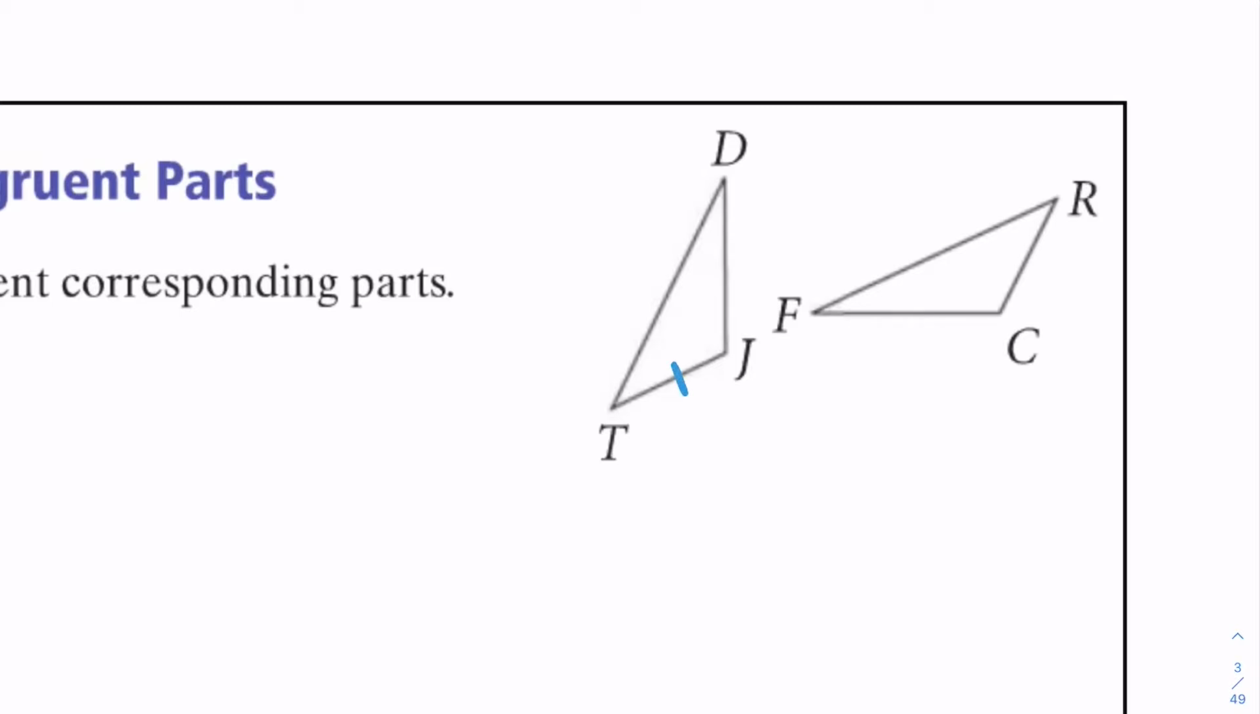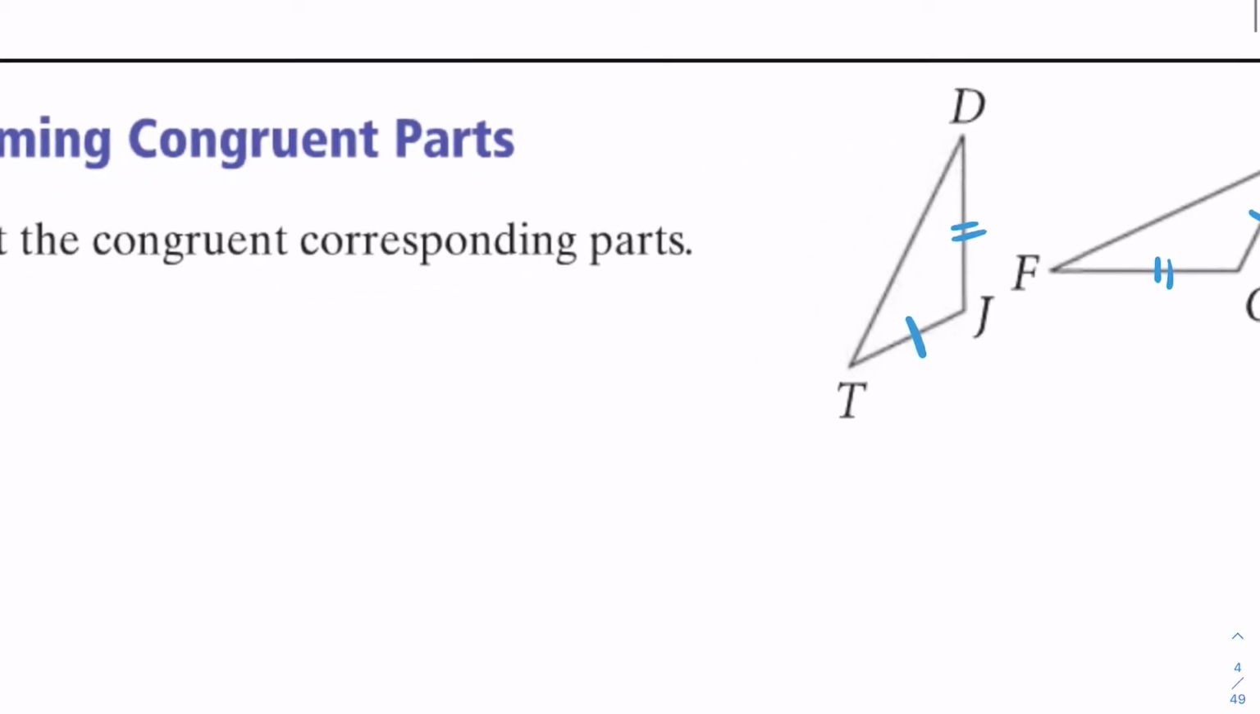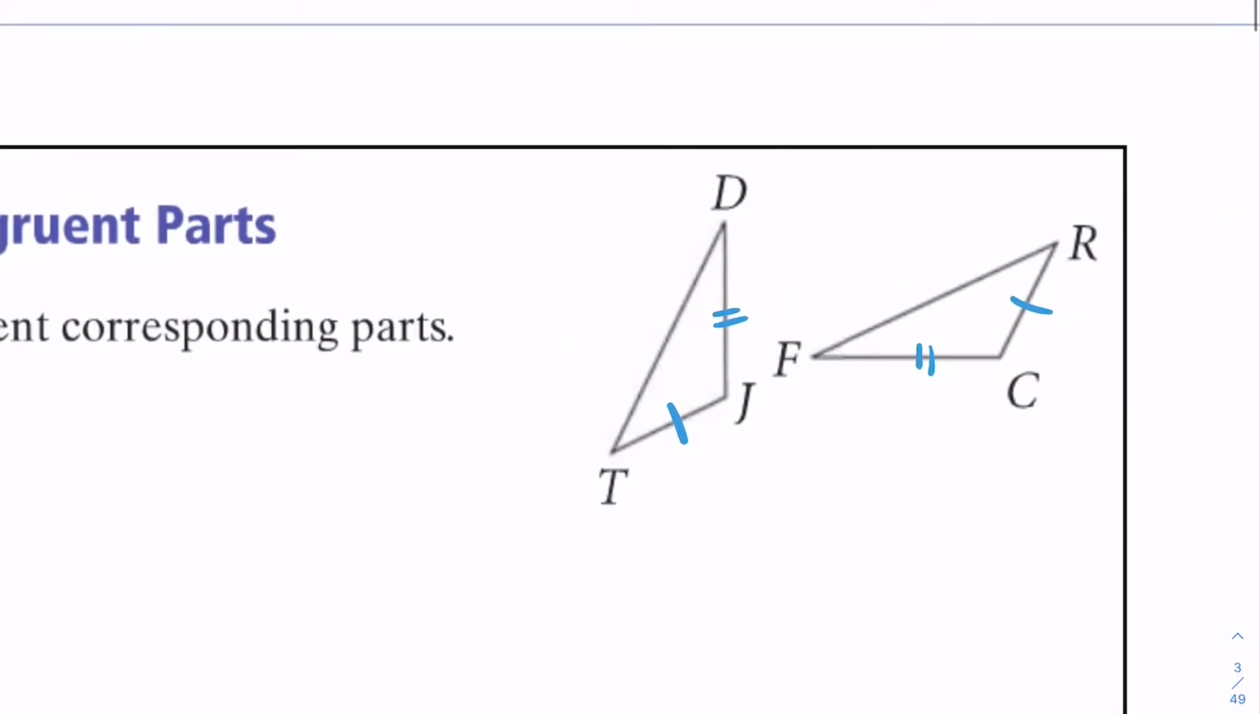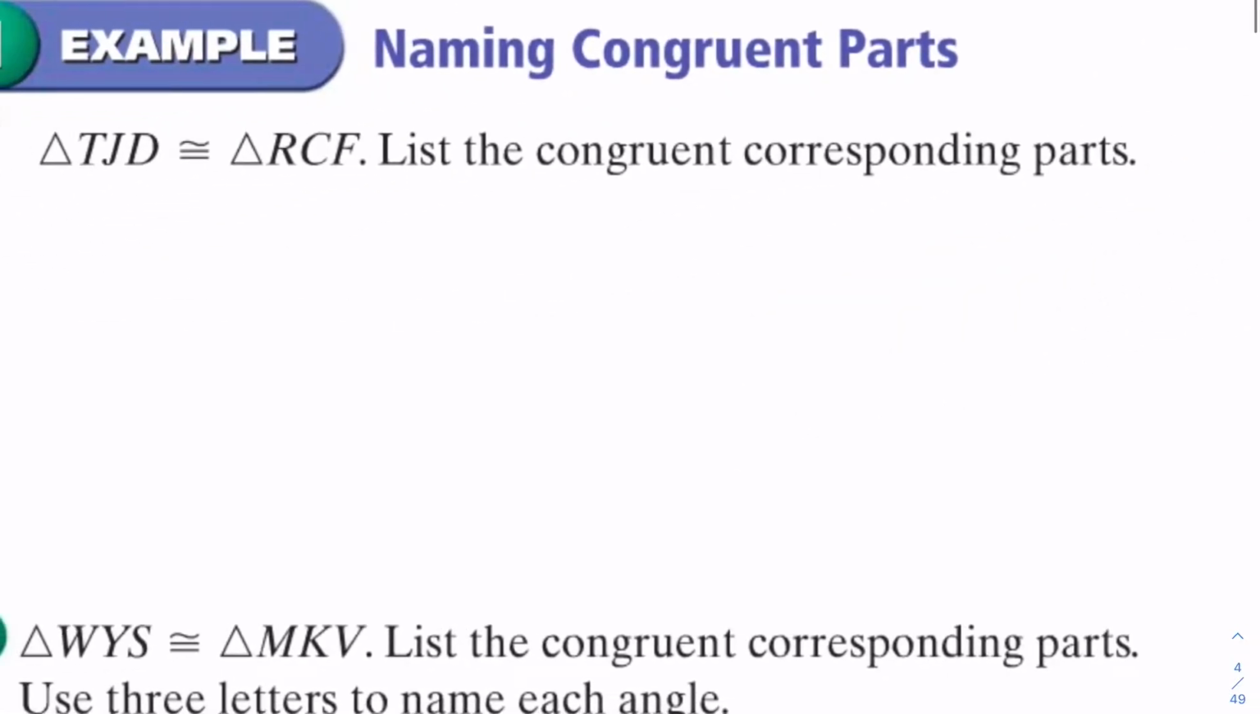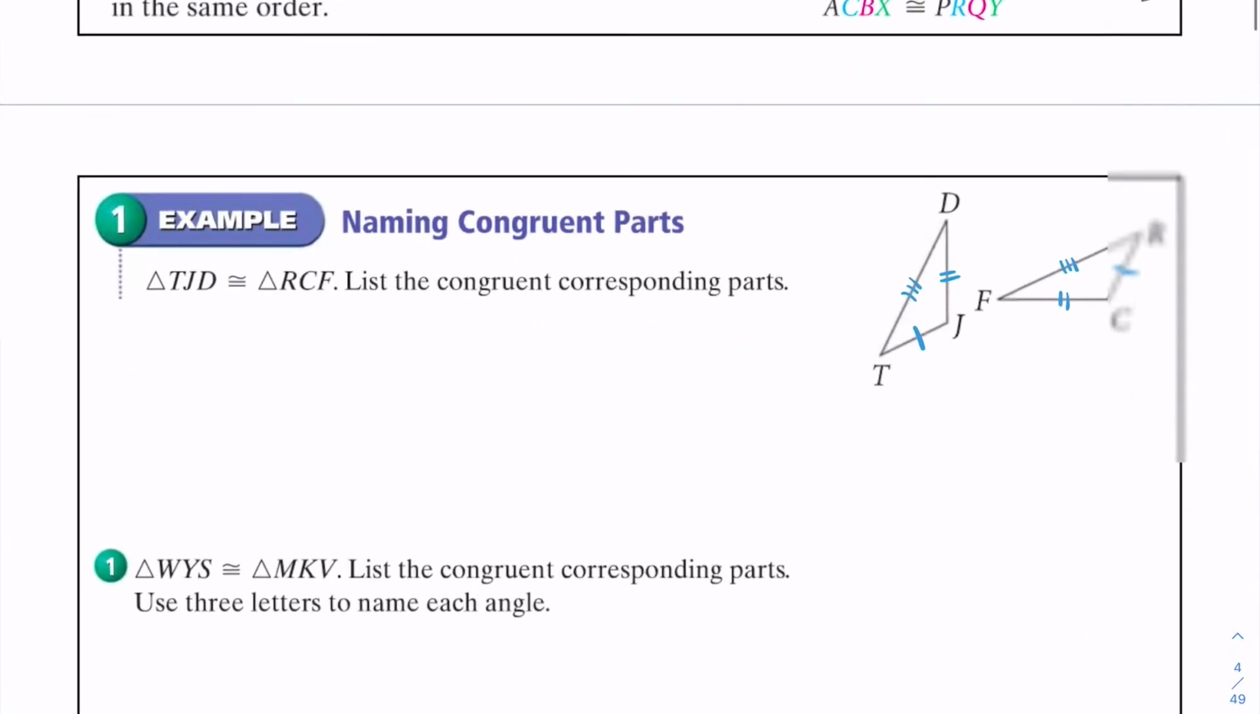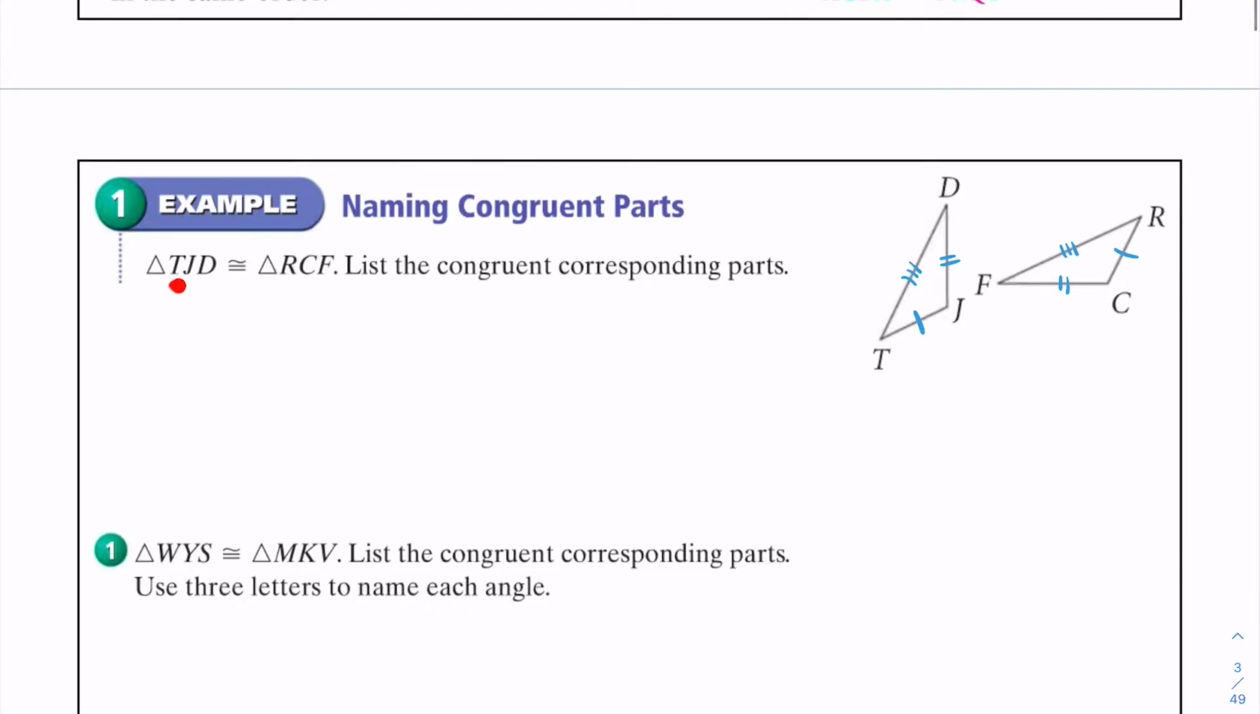So TJ is congruent to RC. FC is congruent to JD, yep. And then FR is congruent to DT. And the way I got this was I did TJ is congruent to RC, the first two letters.